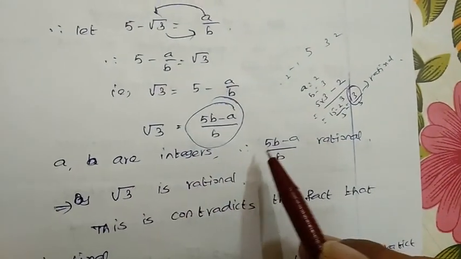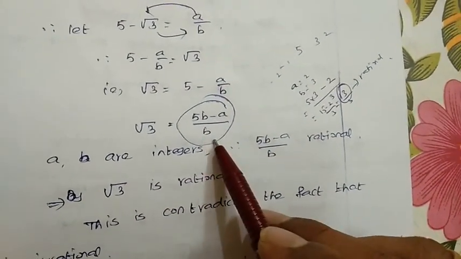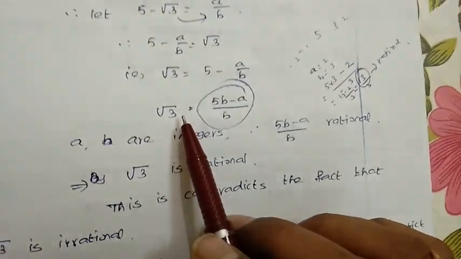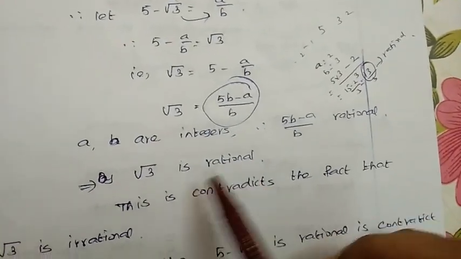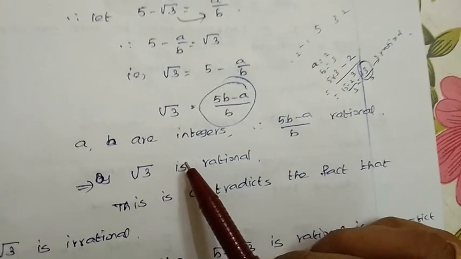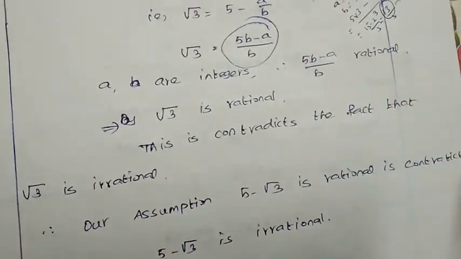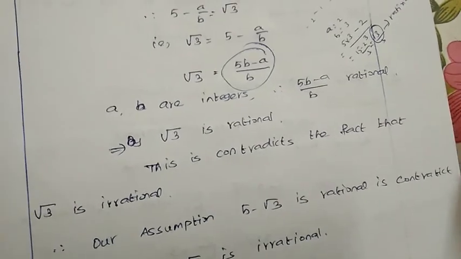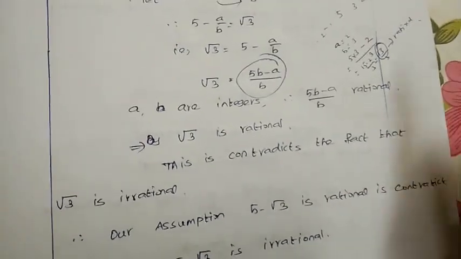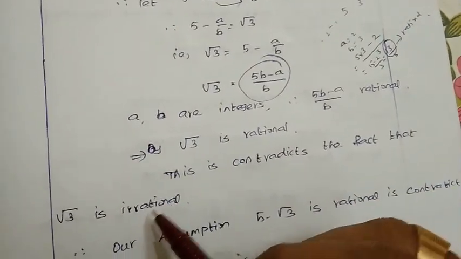So a, b integers, that is this 5b minus a divided by b is a rational number. But the root 3 is rational number. This implies root 3 is rational number. So this contradicts the fact that root 3 is irrational. So already we proved root 3 is irrational. Okay. Now we consider this root 3 is irrational.